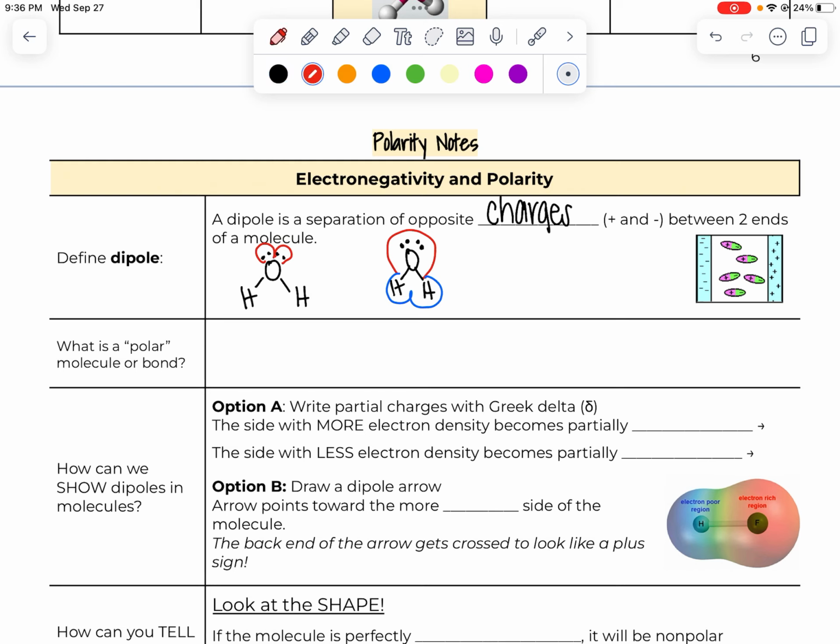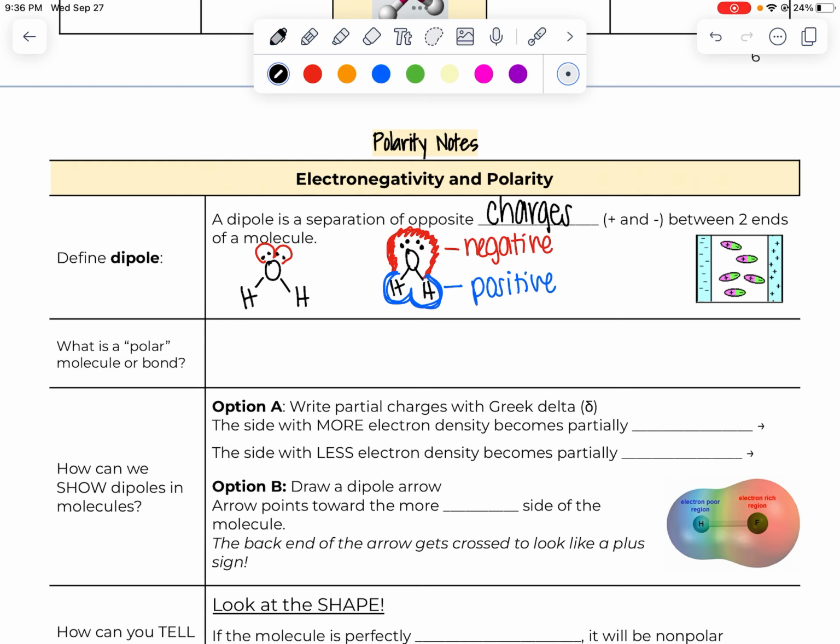And what you should have noticed was this red part of the molecule, according to your key, was telling you that that part of the molecule was negative. And then this blue part of the molecule, what you should have seen there was that that part of the molecule was positive. So you see some separation of charges between your ends of a molecule. But a molecule isn't the only thing that can be polar. You can also have a polar bond.